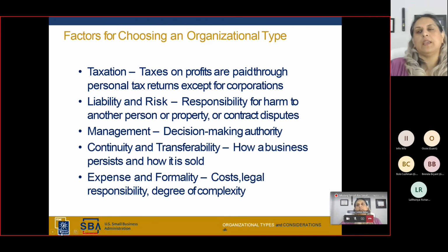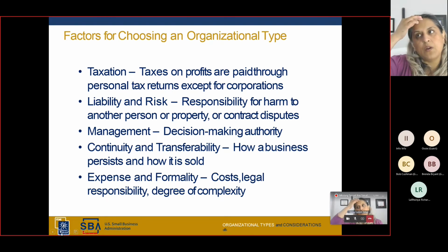So the liability and risk is the second factor that we're looking at. The liability and the risk to which you are exposed when you start a business can generally be categorized as person or property and contractual.